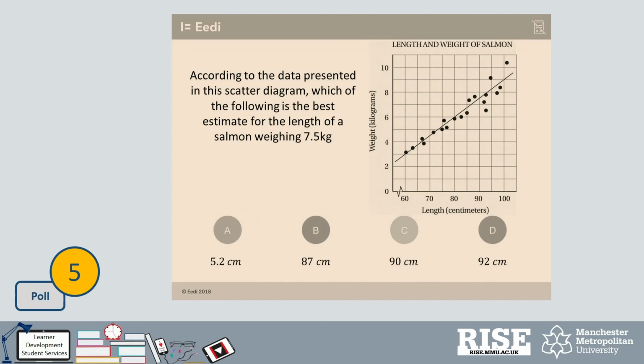What about a salmon that weighs 7.5 kilos? How long is that? Well, 7.5 kilos would be here. Reading across and down, I'd estimate that to be 90 centimetres.